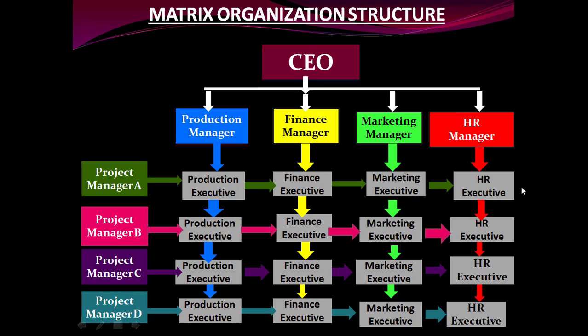And the same is the case for the HR executive. His departmental head will be the HR manager. He will also report to his project manager. Here the organizational structure is in the form of a grid, right, where employees report to two authorities at a time, right?